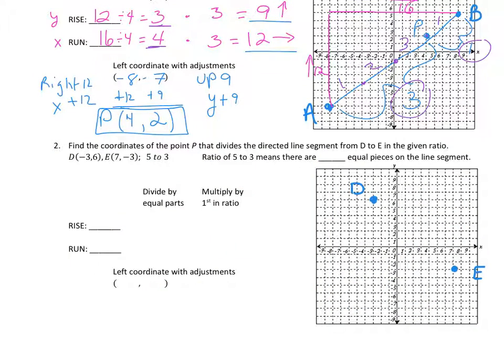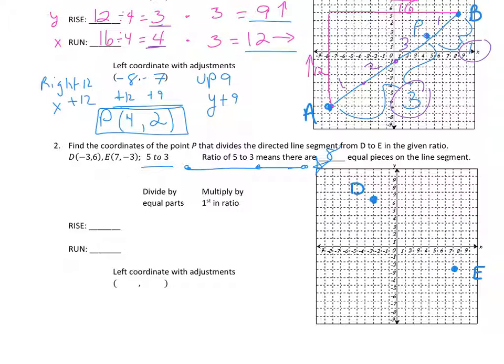On number 2, if you go ahead and graph your point D and E, now, the ratio is going to be 5 to 3, so I want you to fill in how many equal pieces there should be on our segment. 5 to 3 means that we are going to have 5 sections on one side of your point P, and you're going to have 3 sections on the other. So that means there will be 8 total.